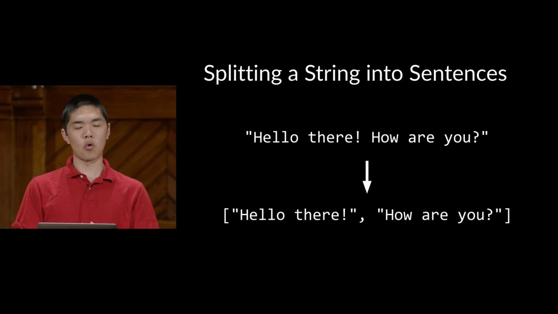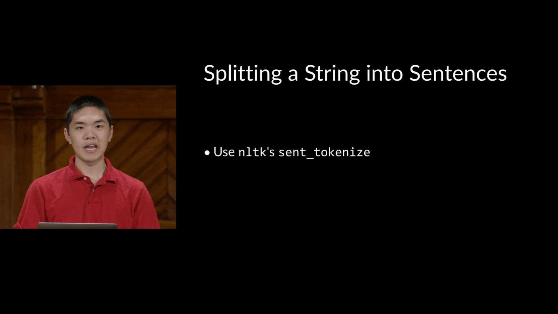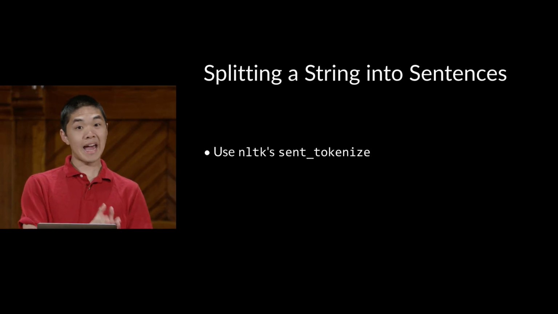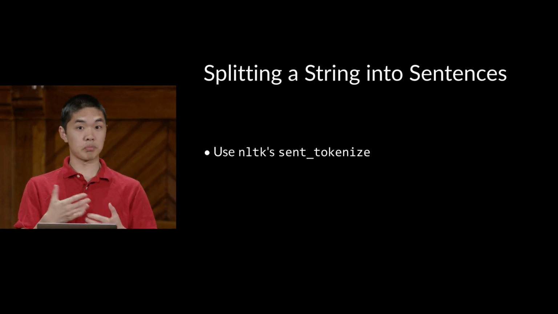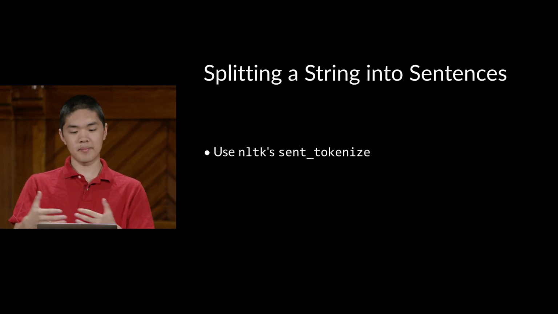However, luckily for us, someone's already implemented this functionality for us, and we can stand on their shoulders in order to take advantage of the ability to split a string into sentences and use it for our own purposes. For this, we're going to use a Python library called NLTK, or Natural Language Toolkit, which within it defines a function called sent_tokenize, for sentence tokenize, which takes a string and splits it up into all of the sentences that make it up.